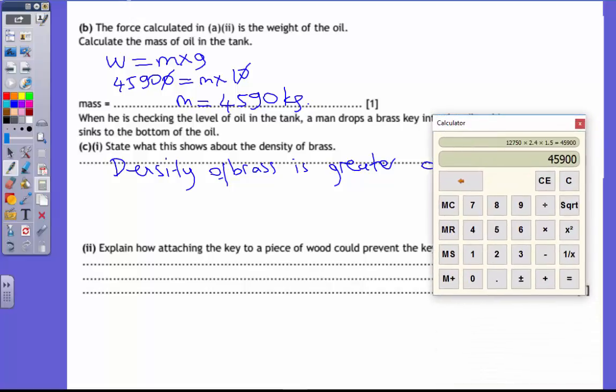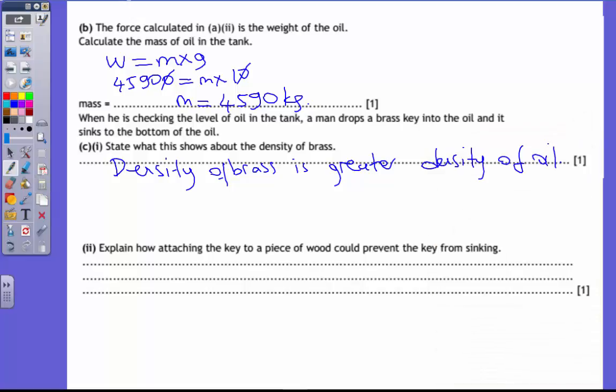Explain how attaching the key to a piece of wood could prevent the key from sinking. When we attach the key to a piece of wood, it will be prevented from sinking because the wood is less dense than oil, so that it can remain without sinking.